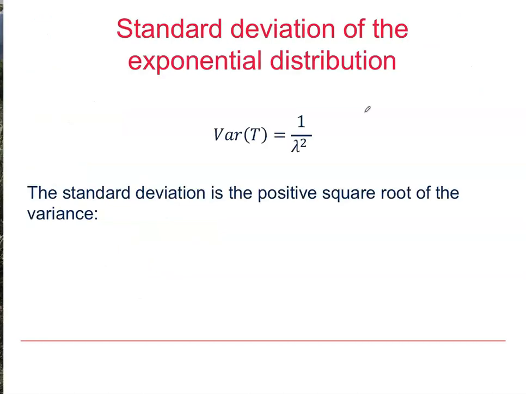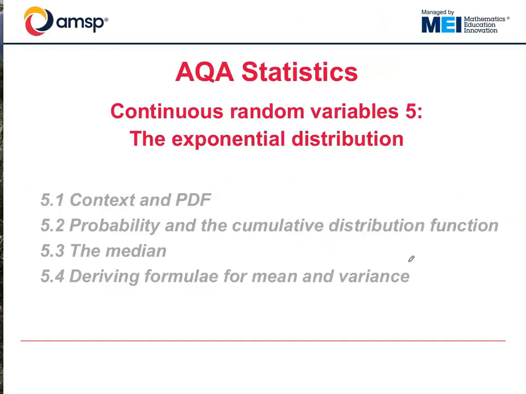The standard deviation of the exponential distribution is derived from the variance here, so here we see our formula for the variance. The standard deviation is simply the positive square root, so here's our formula, 1 over lambda. That completes the videos on the exponential distribution.